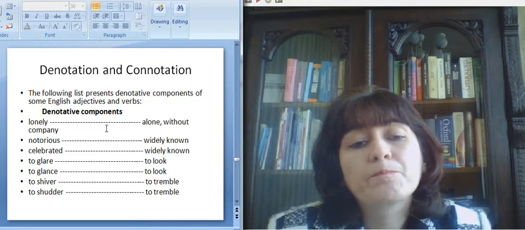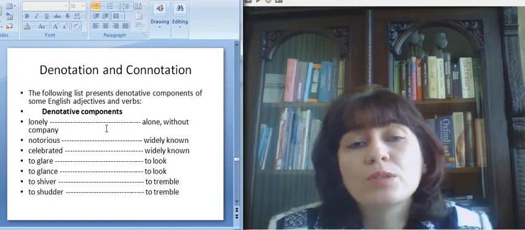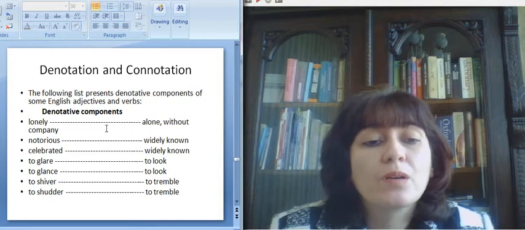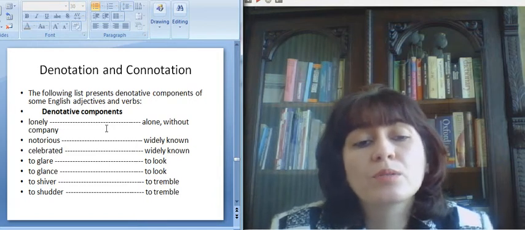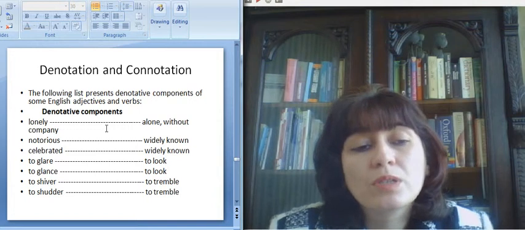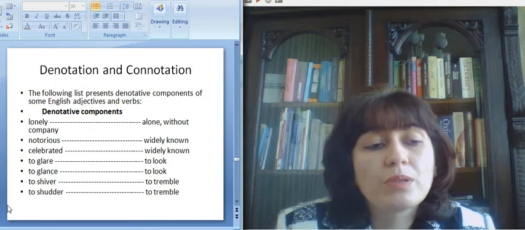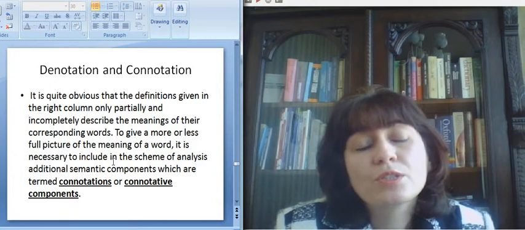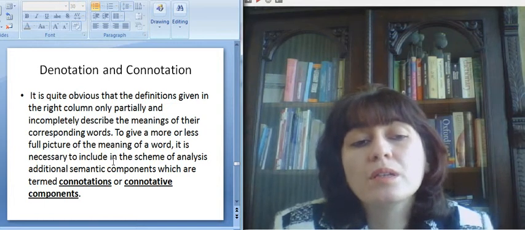For example, the denotative components of the adjective lonely are alone, without company. Denotative component of the word notorious is widely known, of celebrated, also widely known. Of the verbs to glare and to glance, to look. And of the verbs to shiver and shudder, to tremble.